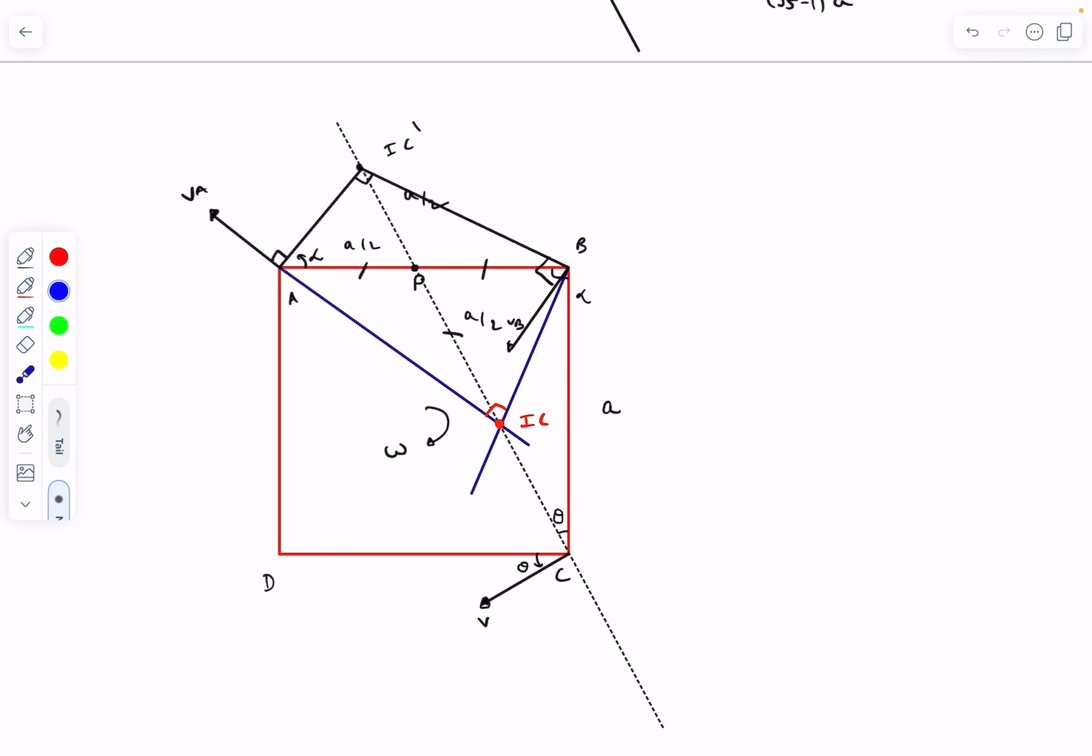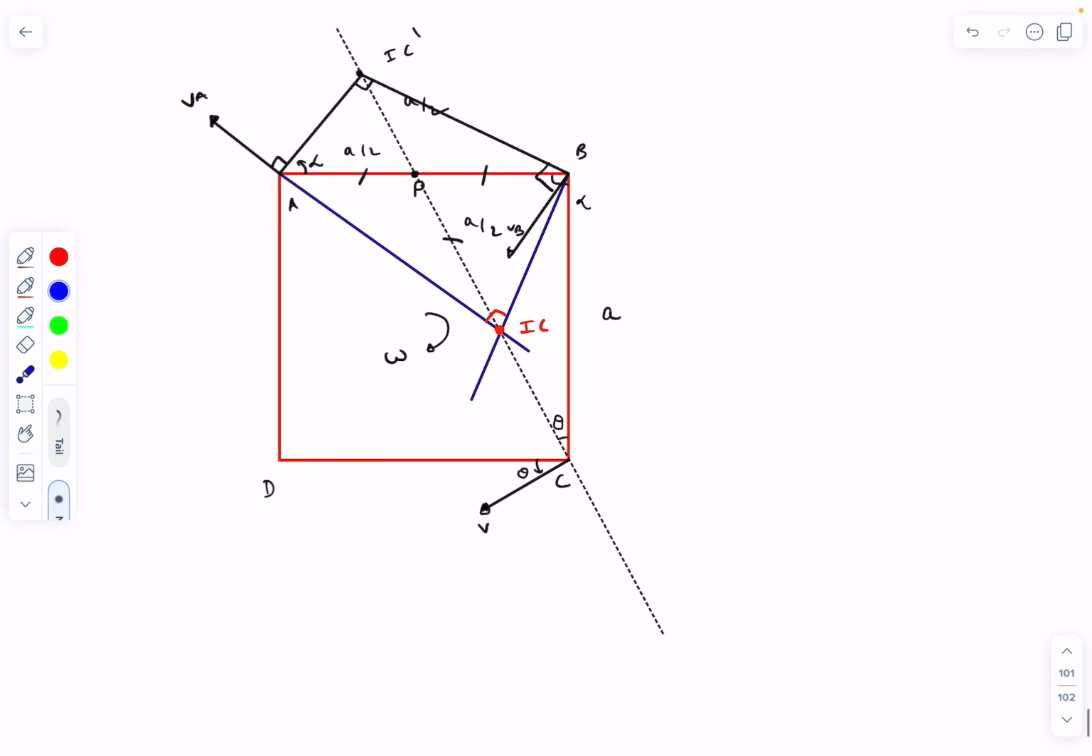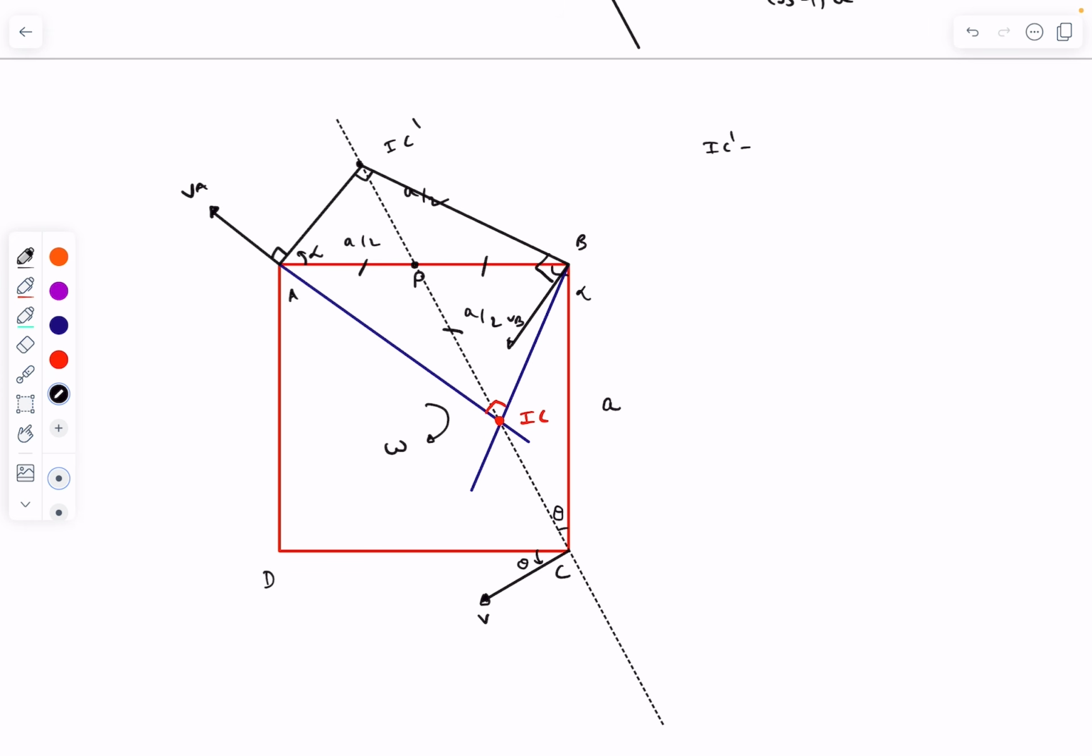So here also we'll take the same information that the velocity of point C is V. So what is the distance C to IC dash? This distance is A by 2, right? And the distance PC we figured out on the last page. It was A root 5 by 2. So the distance from IC dash to C is root 5 A by 2 plus A by 2, which is actually root 5 plus 1 A by 2.